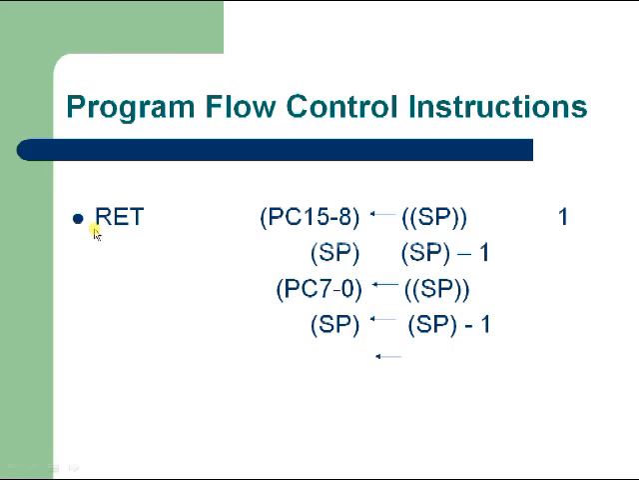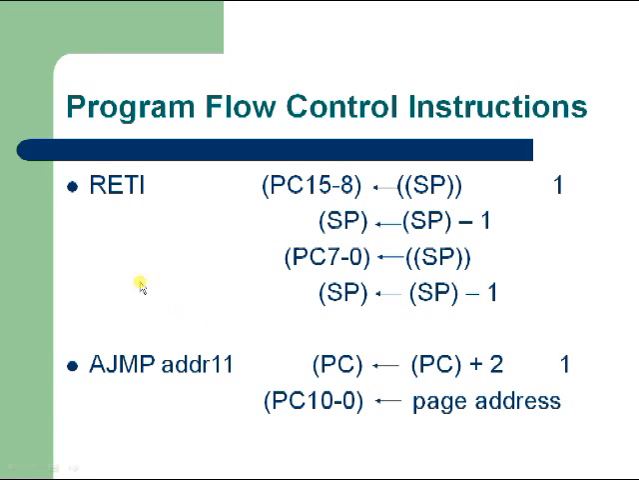Now we have a return instruction. The call instruction is used for transferring the control from the main program to the subroutine, and the return instruction is used for transferring the control from the subroutine to the main program. It pops the value which was previously inserted onto the stack: the top of stack is copied into the PC higher byte, and then the stack pointer gets decremented by 1, and again the top of stack is copied into the lower byte of the PC, and the stack pointer is decremented by 1.